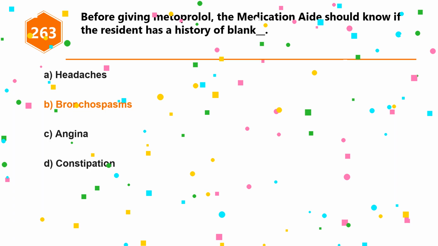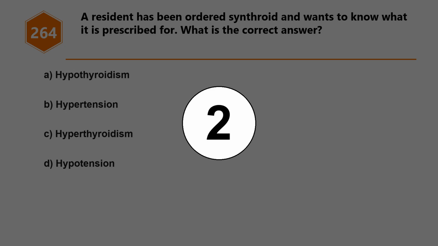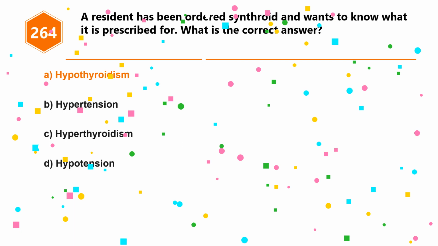The correct answer is option B, bronchospasms. Question 264. A resident has been ordered Synthroid and wants to know what it is prescribed for. What is the correct answer? Option A, hypothyroidism. Option B, hypertension. Option C, hyperthyroidism. Option D, hypotension. The correct answer is option A, hypothyroidism.